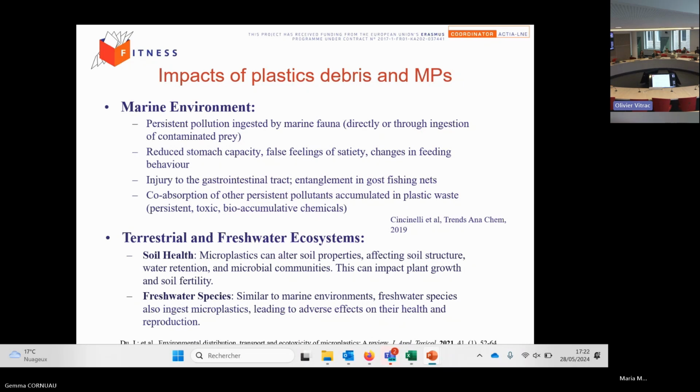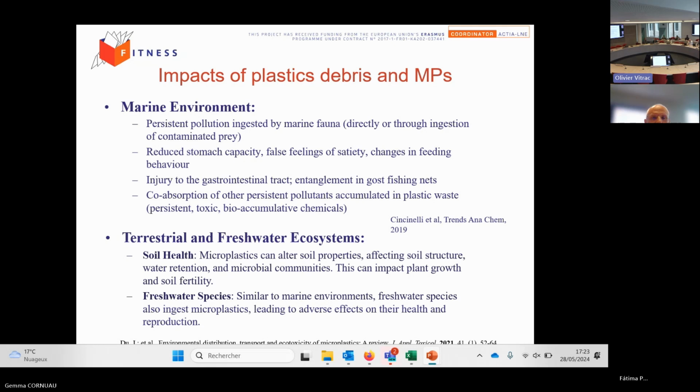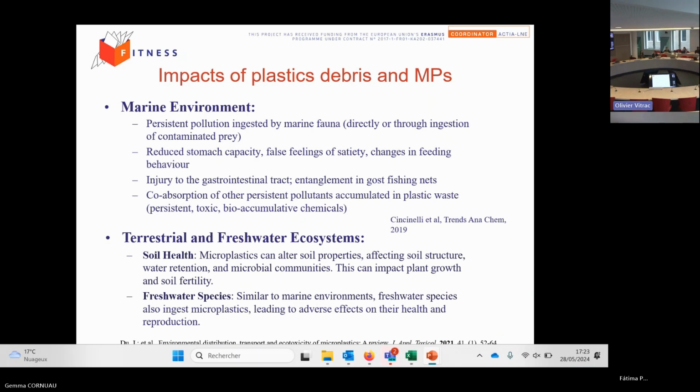So what can it bring to the environment? In the marine environment, what was already seen for the plastic debris, which are very large ones: you have a persistent pollution in the environment, which can be ingested by marine fauna. And when it is large objects, then you have the reduction of stomach capacity, false feelings of satiety, and changes in the feeding behavior, which is an ecotoxic effect in the end, an injury to the gastrointestinal tract, and entanglement of animals in ghost fishing nets.